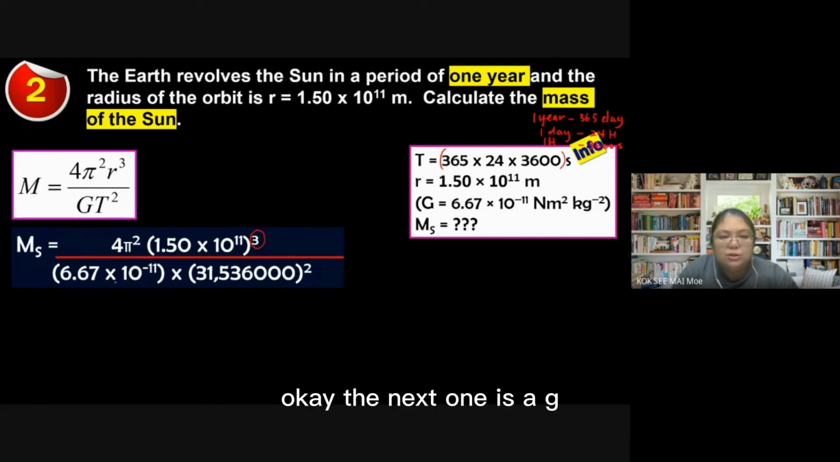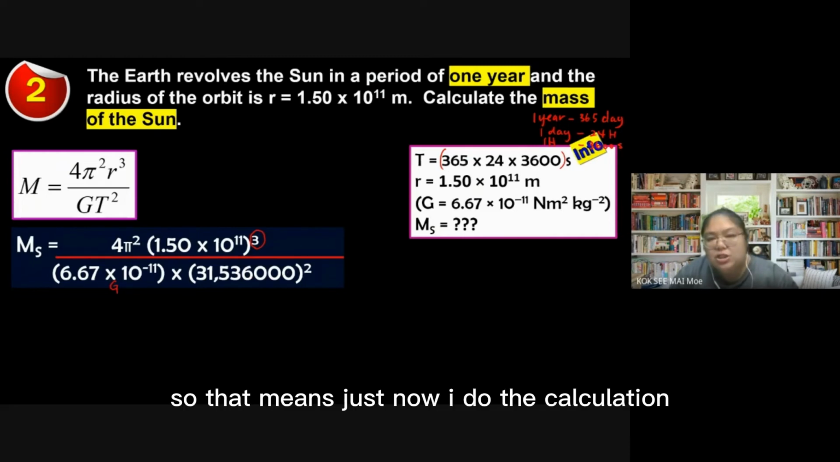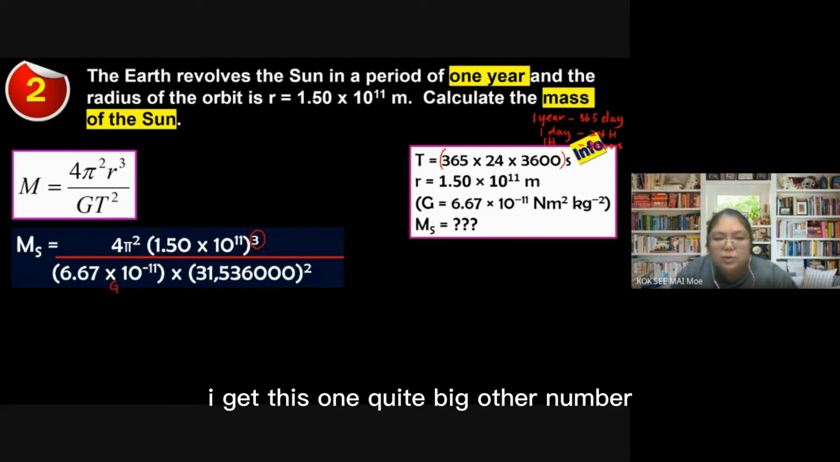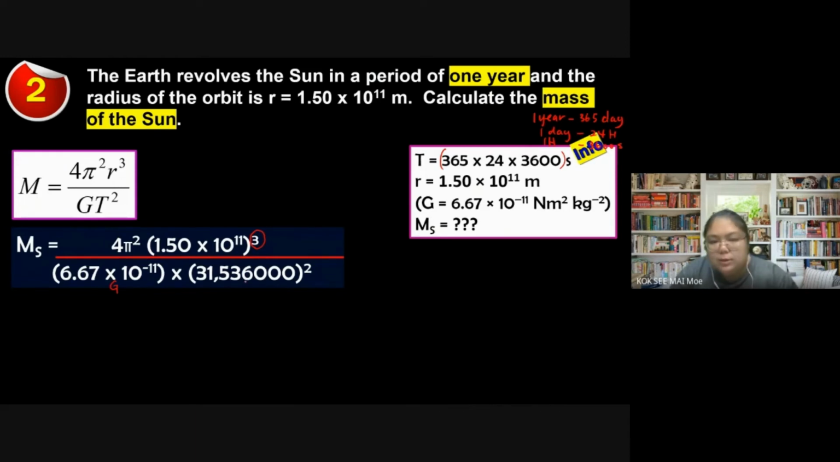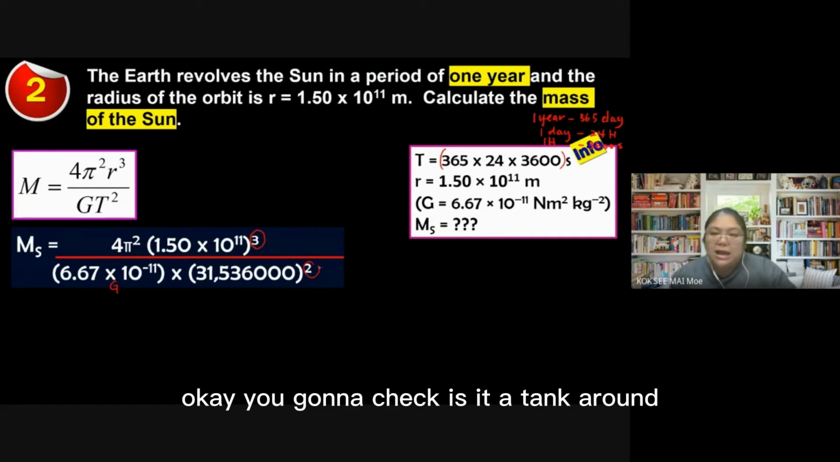Okay, the next one is just a G. This one is the period. So that means just now I do the calculation. I get this one, quite a big number. Okay, after that, remember square. Then you go check, is the time correct or not?